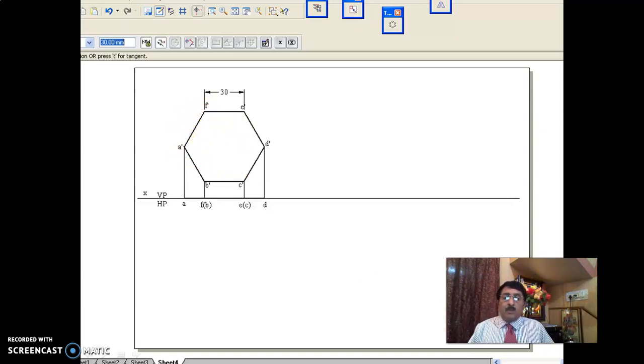Now, what you should know is, since this is a corner position, whether you pull this down or pull this down, it will be a corner only on VP. Here we want the corner in VP. You see here, I have pulled it in such a way that A is lying on VP and the surface diagonal is inclined at 30 degrees to VP. Please understand here, this is A dash D dash. Imagine this is a diagonal. This is parallel to HP.